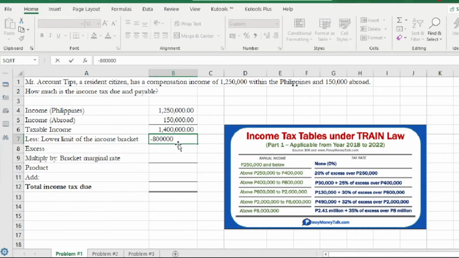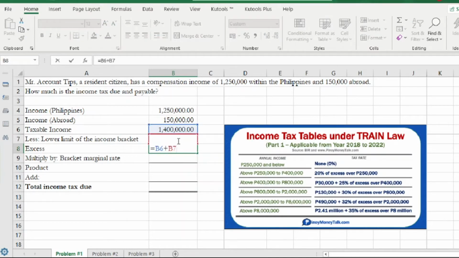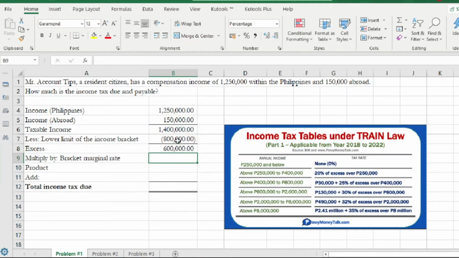So in order to deduct the two given amounts, the excess would be 600,000. Now that you already know that there is an excess of 600,000, this amount will then be multiplied to the bracket marginal rate stated in the table.